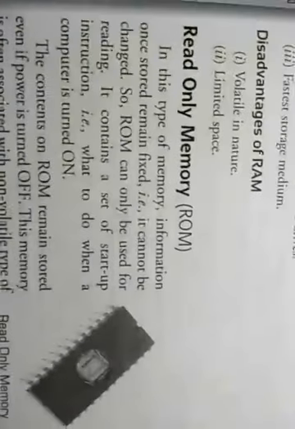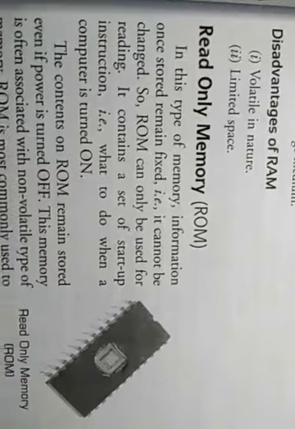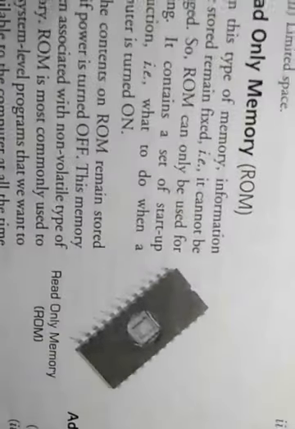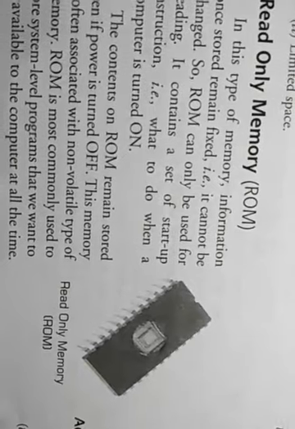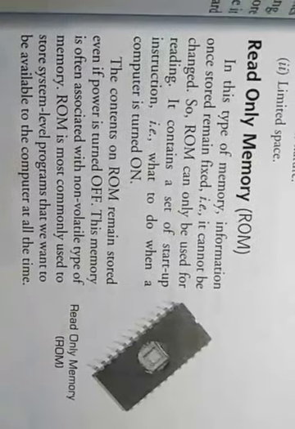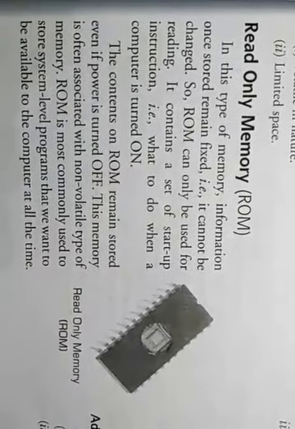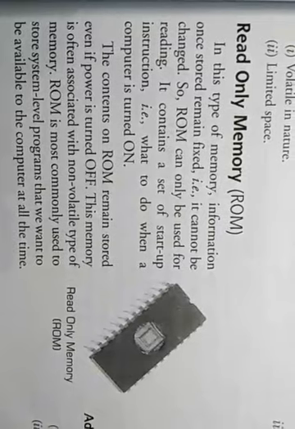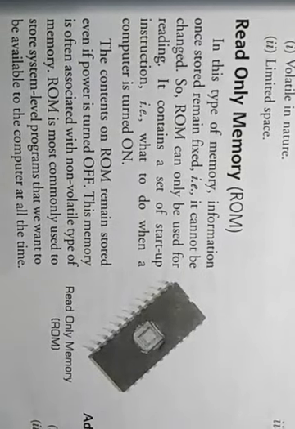Next category is ROM, which stands for read only memory, and you can see the diagram of the ROM, and this chip is placed on the motherboard, and the data once stored in the ROM will be permanent, whether the power of the computer is on or off.